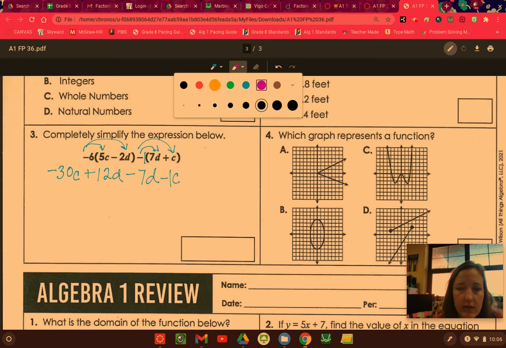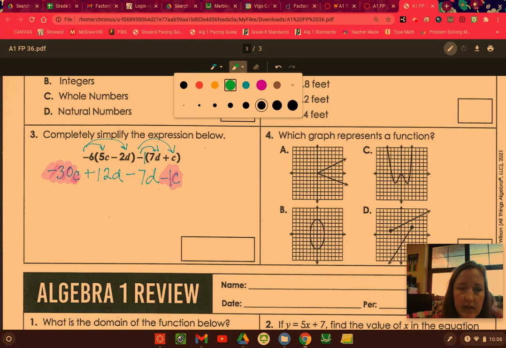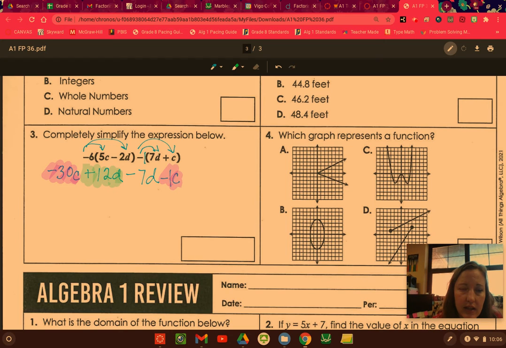What is this guy going to do? Let's try it out. This guy and this guy go together. And then let's make him green. This guy and this guy. Like terms, right? Okay. So now let's go back here. Negative 30 minus 1, negative 31c. Now you're going to finish. So combine 12d minus 7d. You're going to end up with an expression. It's not going to end up being one number, but you're going to have an expression. I gave you half of it, you finish.